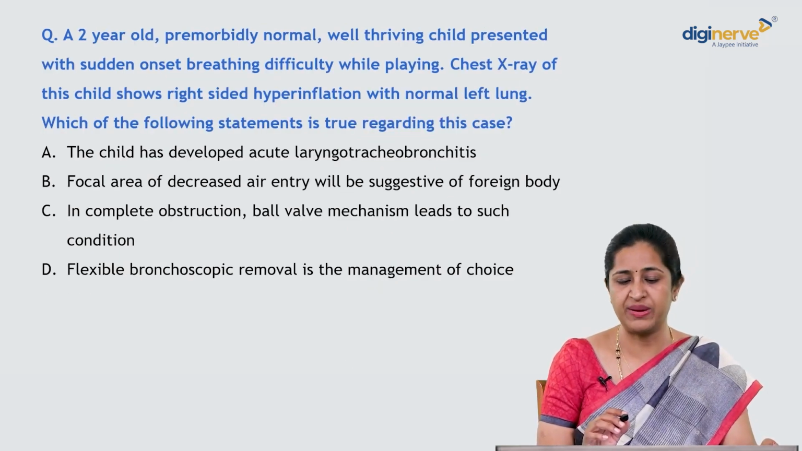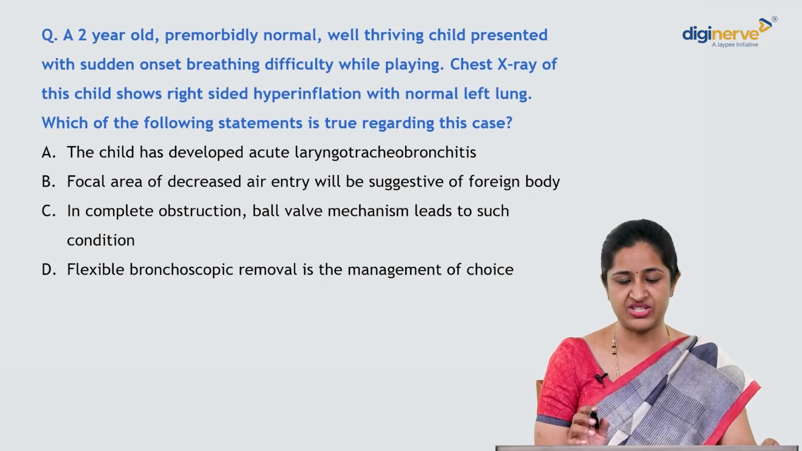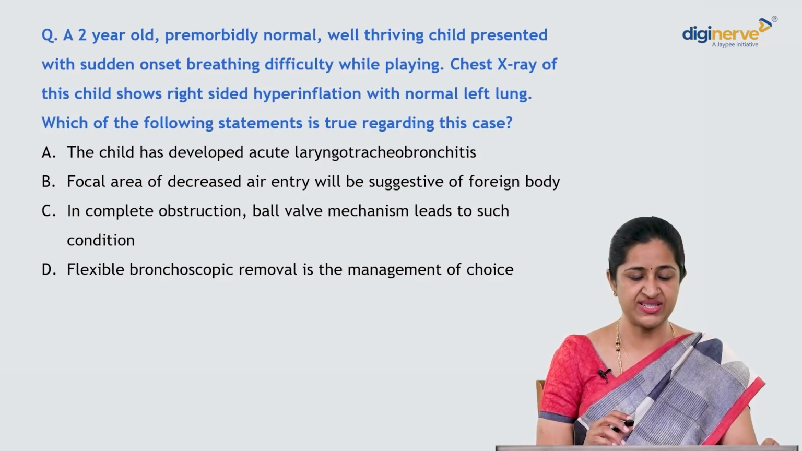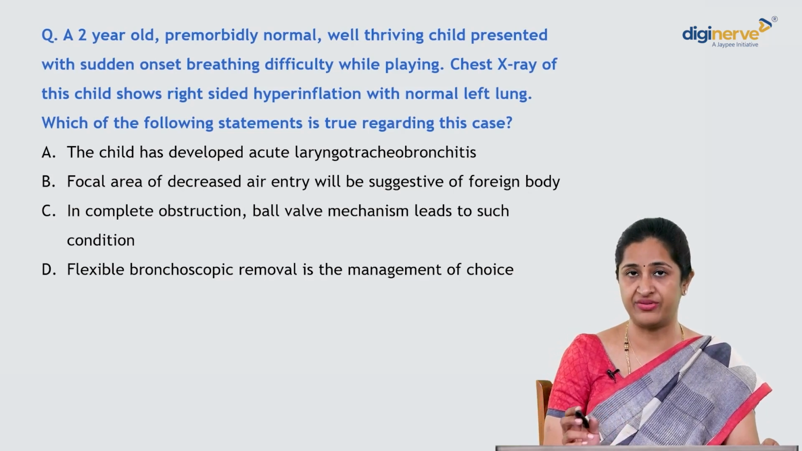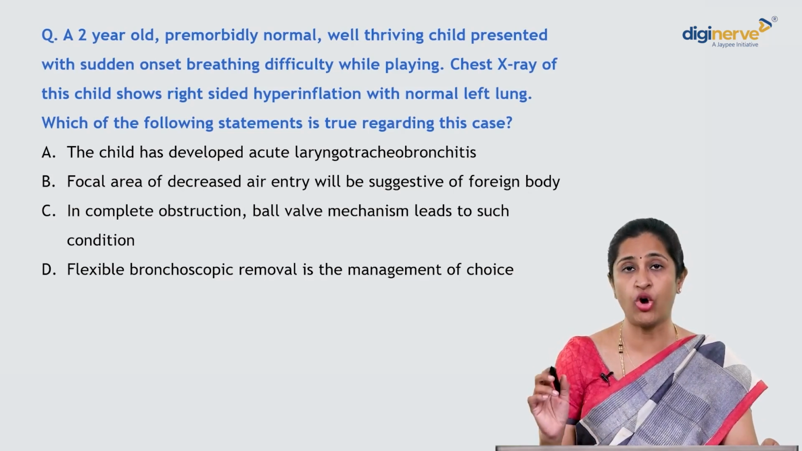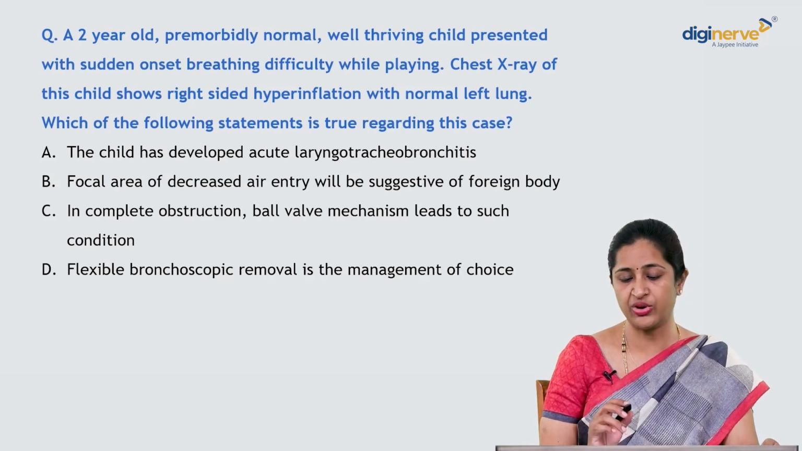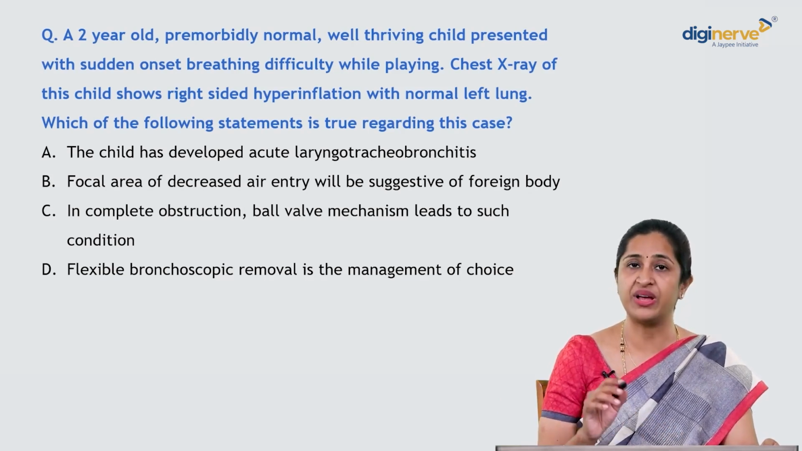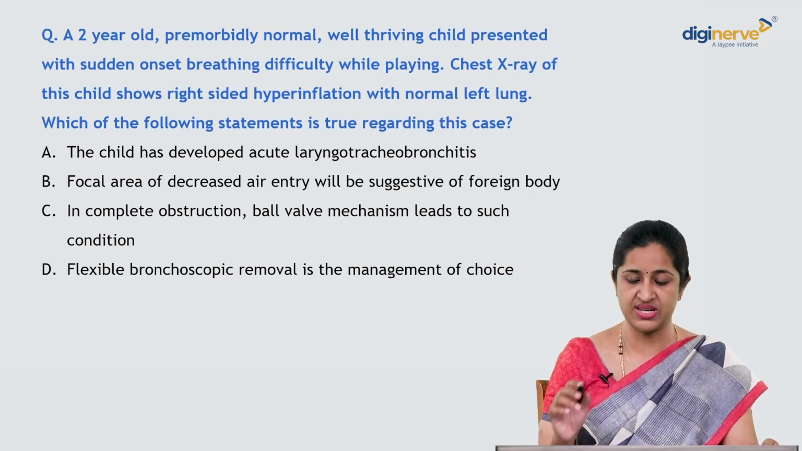A 2-year-old premorbidly normal, well-thriving child presented with sudden onset of breathing difficulty while playing. Chest X-ray shows right side hyperinflation with a normal left lung. Which of the following statements are true regarding this child? Has the child developed acute laryngotracheobronchitis?